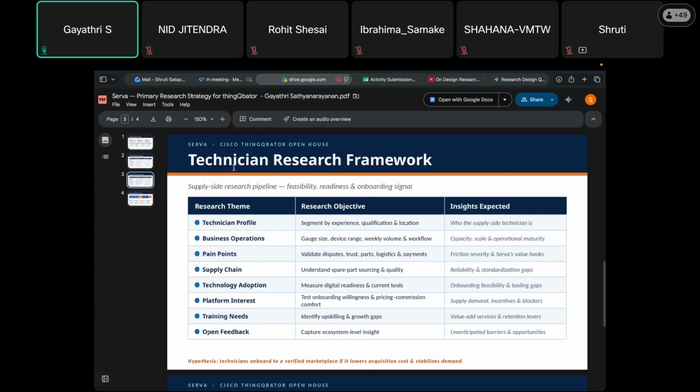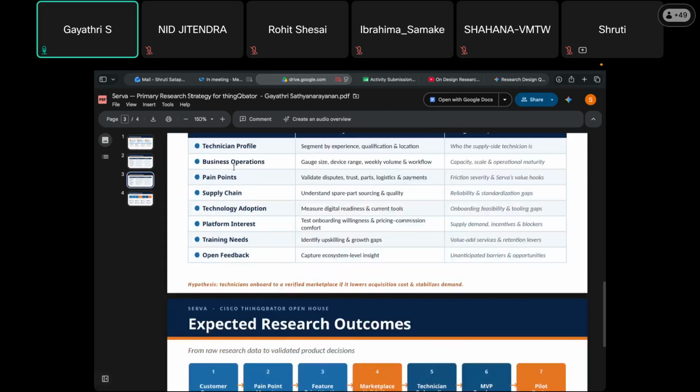So our hypothesis is that technicians will adopt Serva if it provides consistent demand, lowers their acquisition costs, and simultaneously builds the trust they have with their customers. Ma'am, could you please move on to slide number 4?